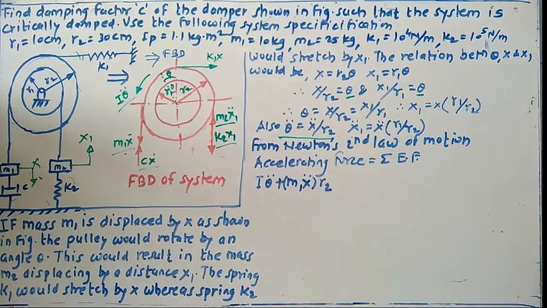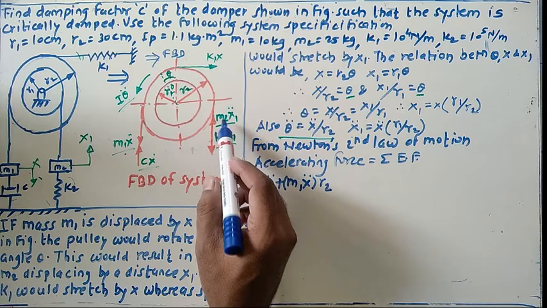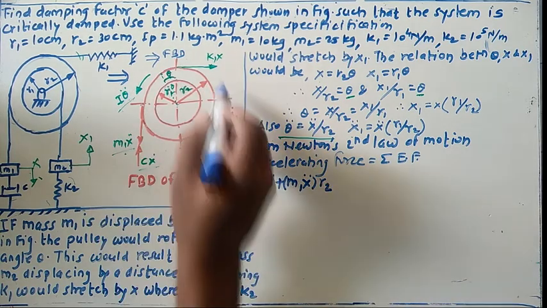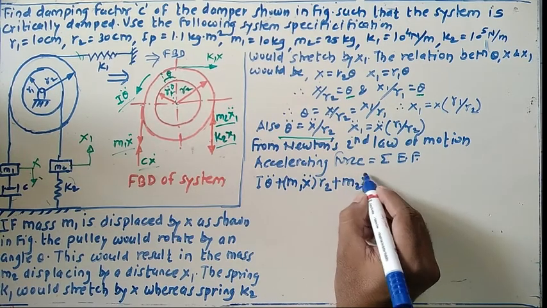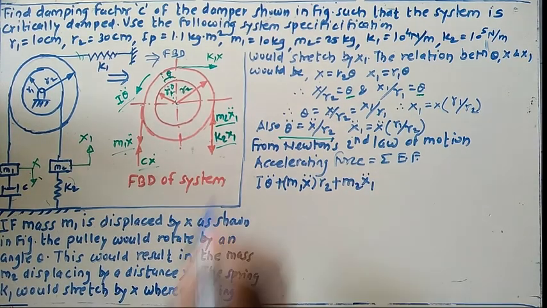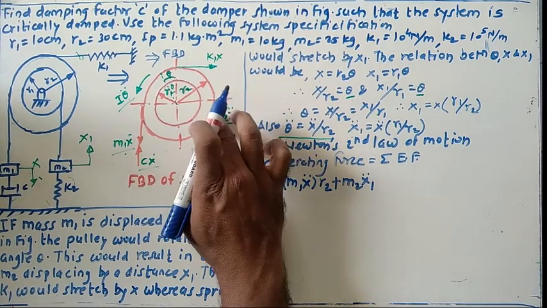What is the next one? The next accelerating force is here. This also turns about this point in the anti-clockwise direction. For the anti-clockwise direction, give the plus sign in this way. Sorry, this force actually must be here.